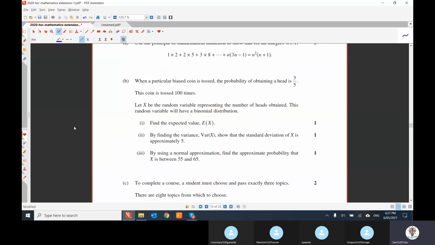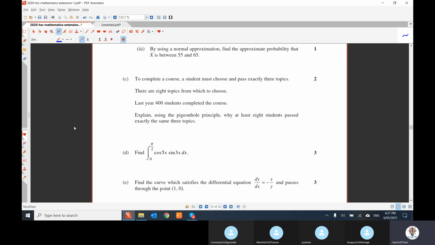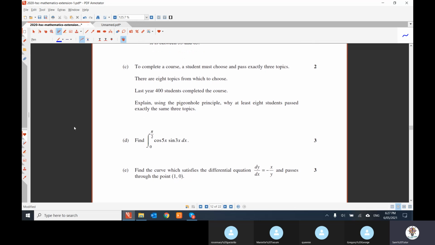Very easy, like the expected value, E of X, is 3/5 times 100. Finished. 3/5 is the probability. How many times are you doing it? You're doing it 100 times, you just multiply, that's it. Variance is 100 times 1 minus 3/5. Easy stuff. But don't worry, we won't do it so I don't confuse you. So we won't add it to our tally.